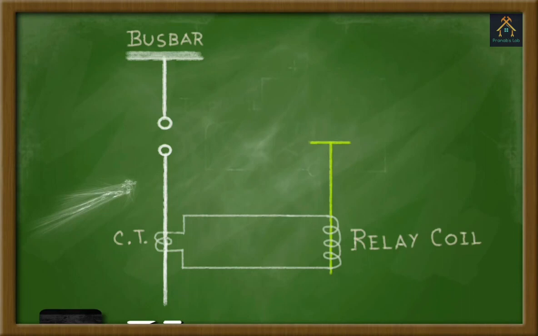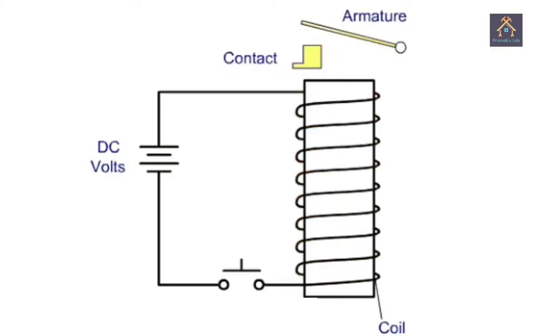In between the relay coil, a soft iron plunger is placed, which is electrically isolated from the coil. Electrically isolated means no current will flow between the relay coil and that iron plunger. Now when the relay coil is energized, that means magnetized, then the iron plunger will be attracted, and when the relay coil will be de-energized, that means demagnetized, then the iron plunger will be released. Just like this.